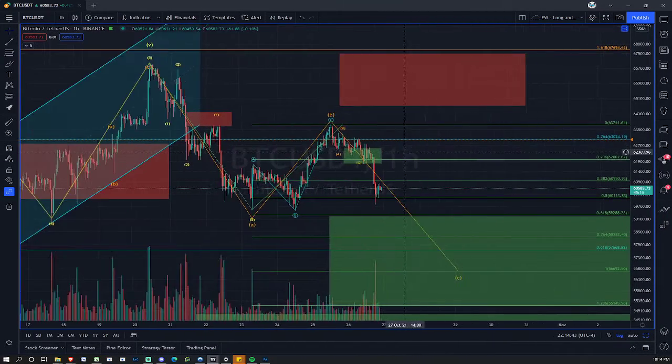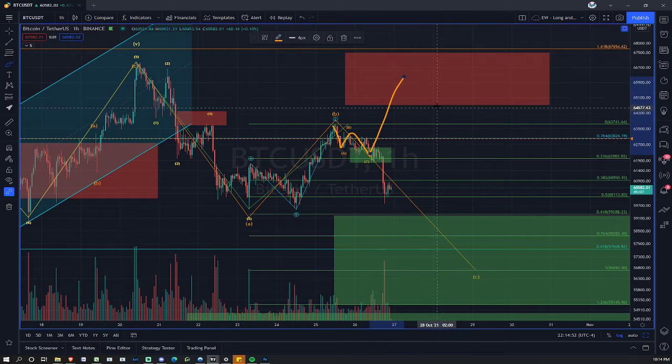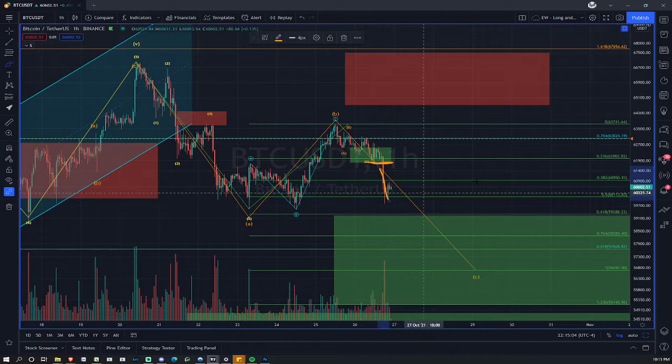So last night, the update was potentially that we were looking at this little ABC here in order to get a higher B wave, and that obviously failed. I said if it dropped below about 61.8K, which we saved a couple times there, but as soon as it dropped below it, we got this big move down. So that was perfect as far as movement goes there.